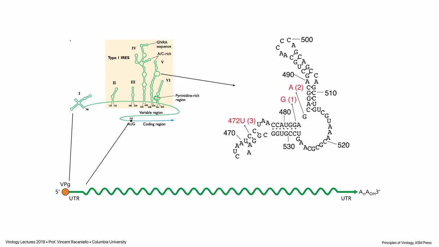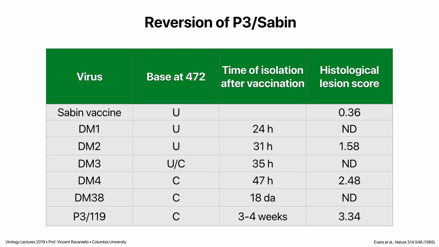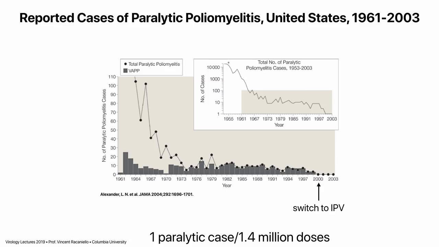These mutations revert when you take these strains orally. So again, they're given to children orally, they replicate in the gut, they're shed. We found early on that these viruses revert. So here's the Sabin vaccine at 472, that's a U, the attenuating base. But in this particular child, within 47 hours, the U has reverted to a C, so this child is now excreting virulent viruses, which when you inject into an animal will cause paralysis. And this happens in every child who gets these vaccines. And in a small fraction of recipients, it causes polio.